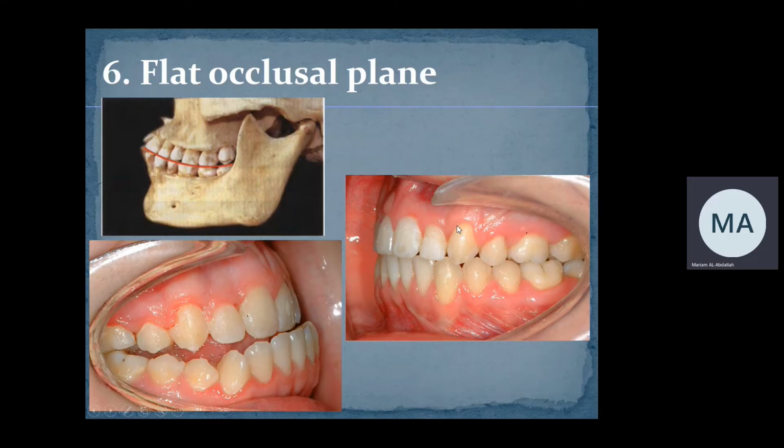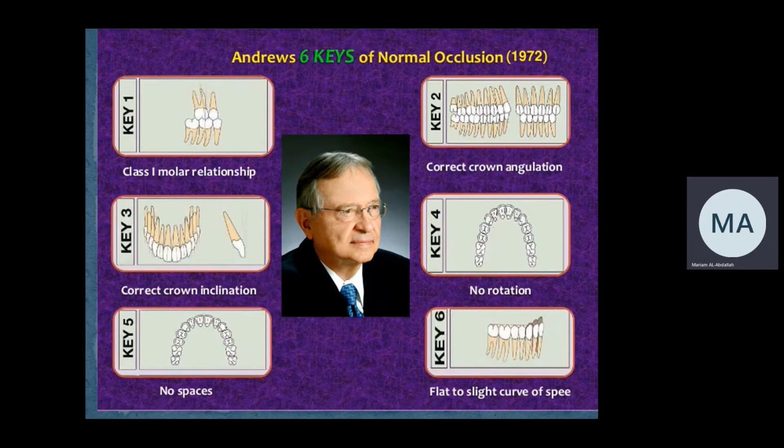But here in this picture, this is almost flat. So the normal curve of Spee should be minimal or flat. So these are the 6 keys to normal occlusion according to Andrews. So now we have introduced you to a number of terminologies related to what is considered a class 1 or normal molar relationship. What do we mean by angulation and what's the normal, inclination and what's the normal, and rotations, no spaces, and curve of Spee. Okay.